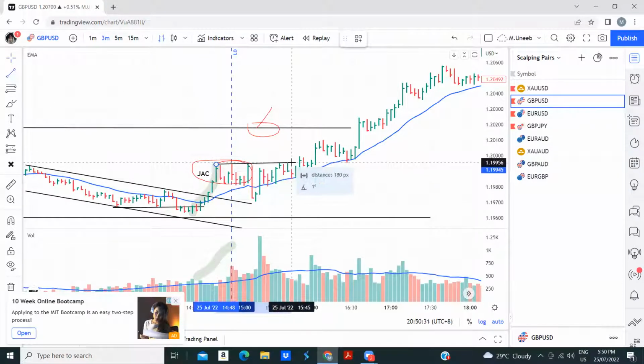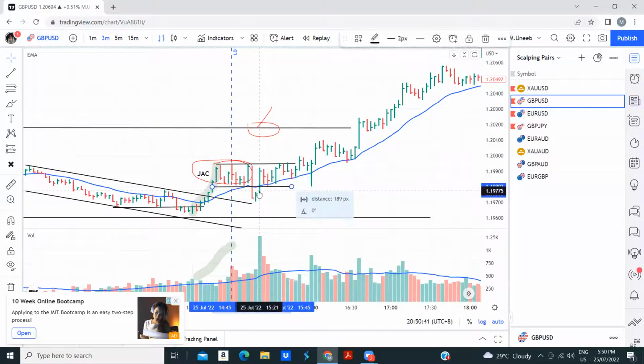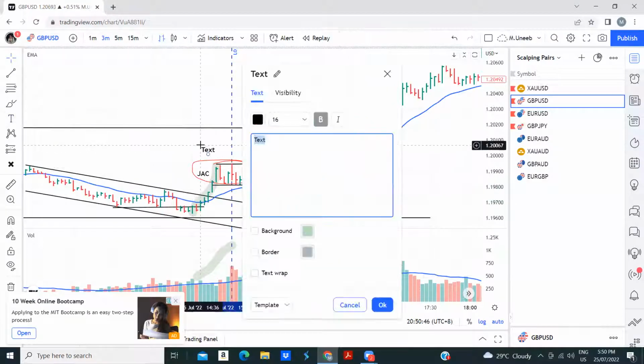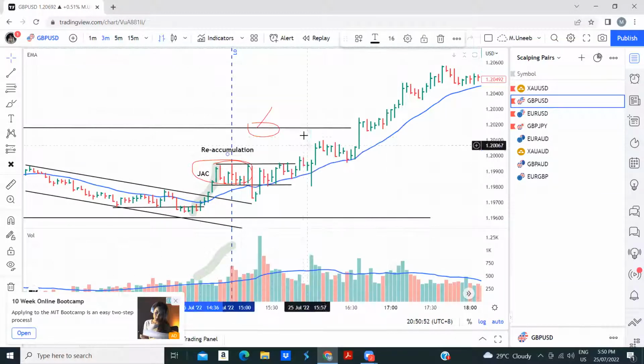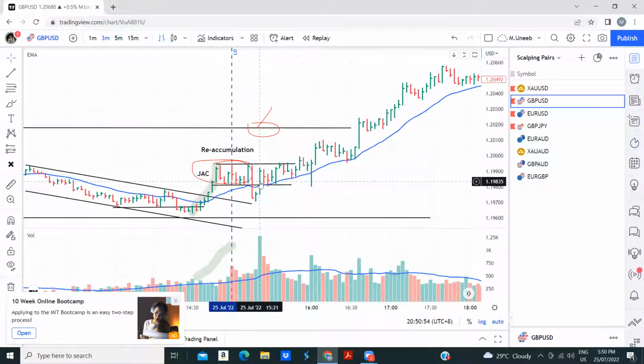Reaccumulation. Reaccumulation process. But you have to remember that you cannot hold a trade for long. So don't go for 3-4 hours like this. You have to trade in a very short term. So we have a reaccumulation process here. We draw the channel here. And what kind of setup is this? Spring. This is a spring setup, right?